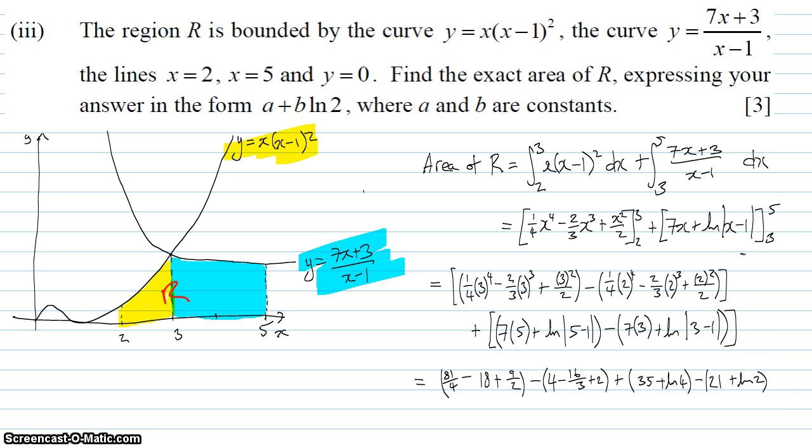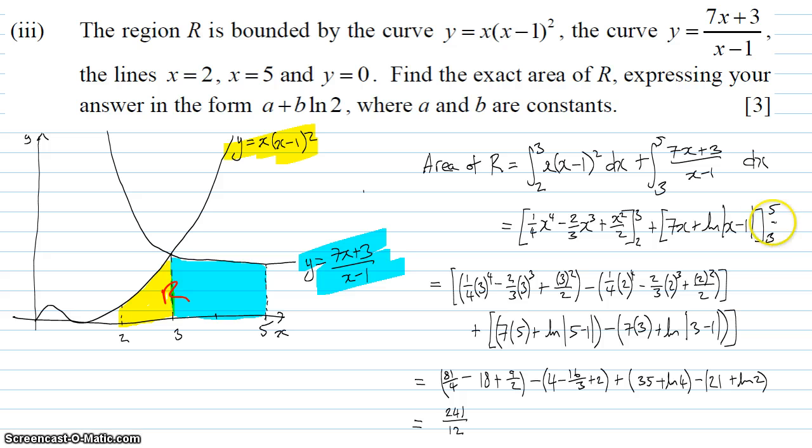Okay, so this will require a little bit of calculation. So get out your GCs and see what happens if you add up all of these constant terms. If I've done everything right, I've gotten 241 over 12 from my fractions and integers, and then it just leaves me with ln 4 minus ln 2.